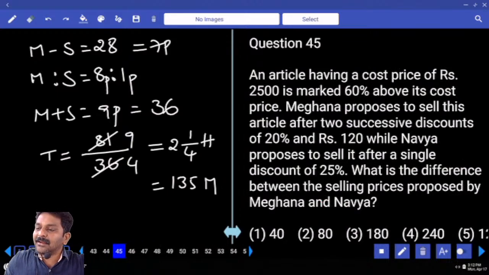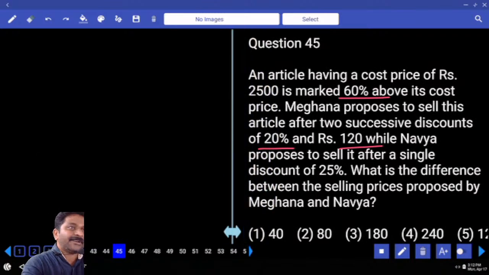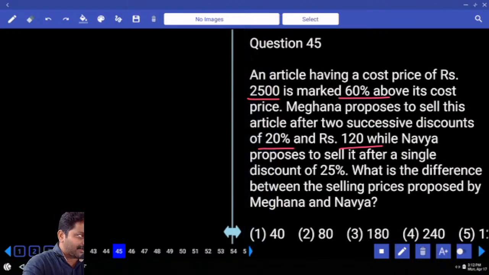An article having a cost price of 2,500 is marked 60% above its cost price. Meghna proposes to sell this article after 2 successive discounts of 20% and then 120. Okay, right. So first let me increase the cost price by 60%. How do you get 60%? 10% into 6, that is one way. Otherwise, 50% plus 10%. Otherwise, 10% double, triple. I use 10% double, triple, because when you calculate 50%, you don't get too many zeros.